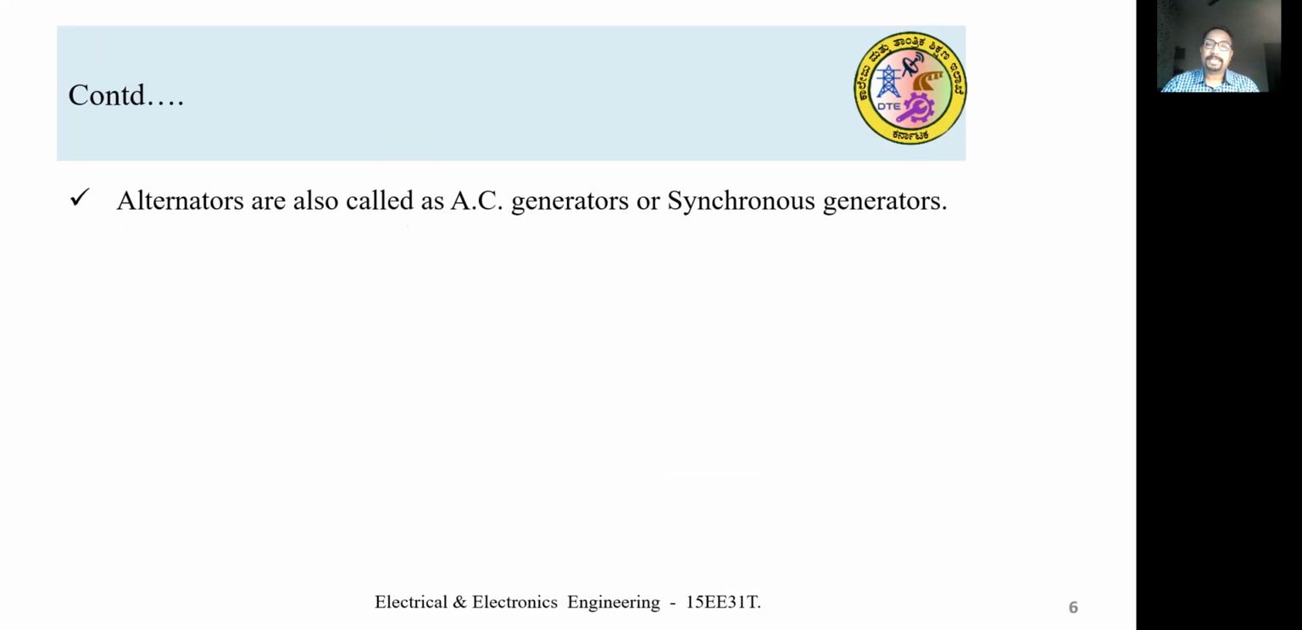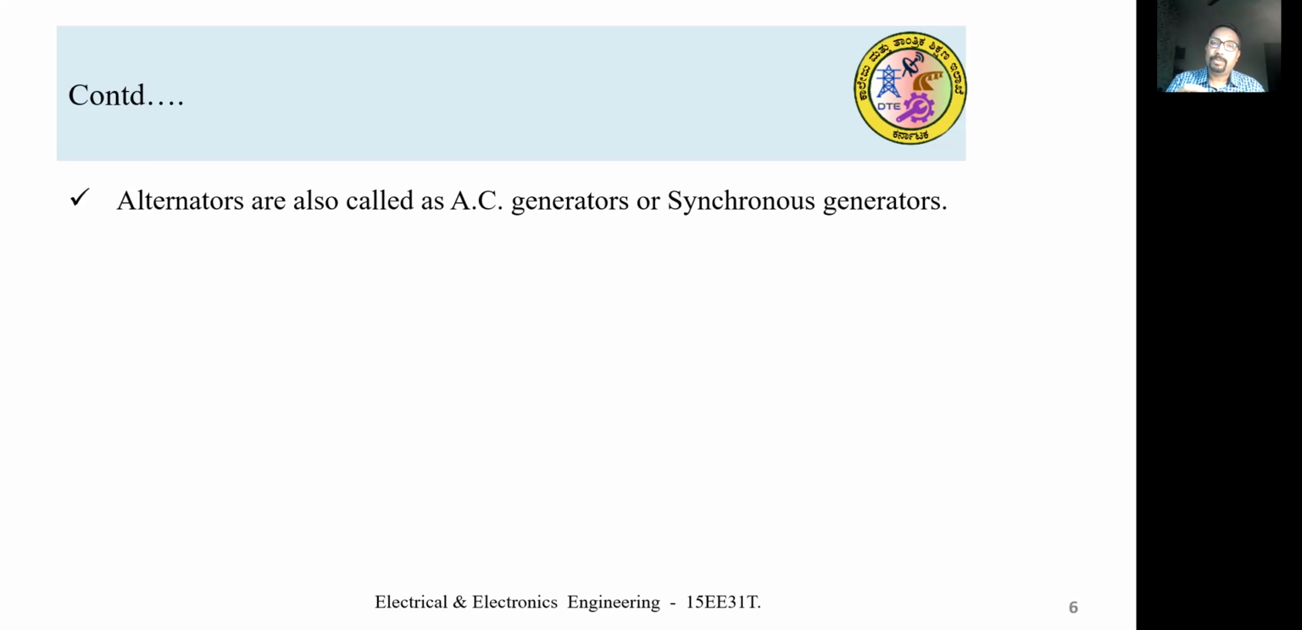Next, alternators are also called AC generators or synchronous generators. The reason behind this is that the alternator has to rotate at a particular speed given by the formula Ns equals 120 F by P. The alternator must run at this speed because it has to produce a voltage or an EMF at a particular frequency. So in order to produce the voltage or EMF at that particular frequency, the alternator must run at a particular speed given by the formula Ns equals 120 F by P.